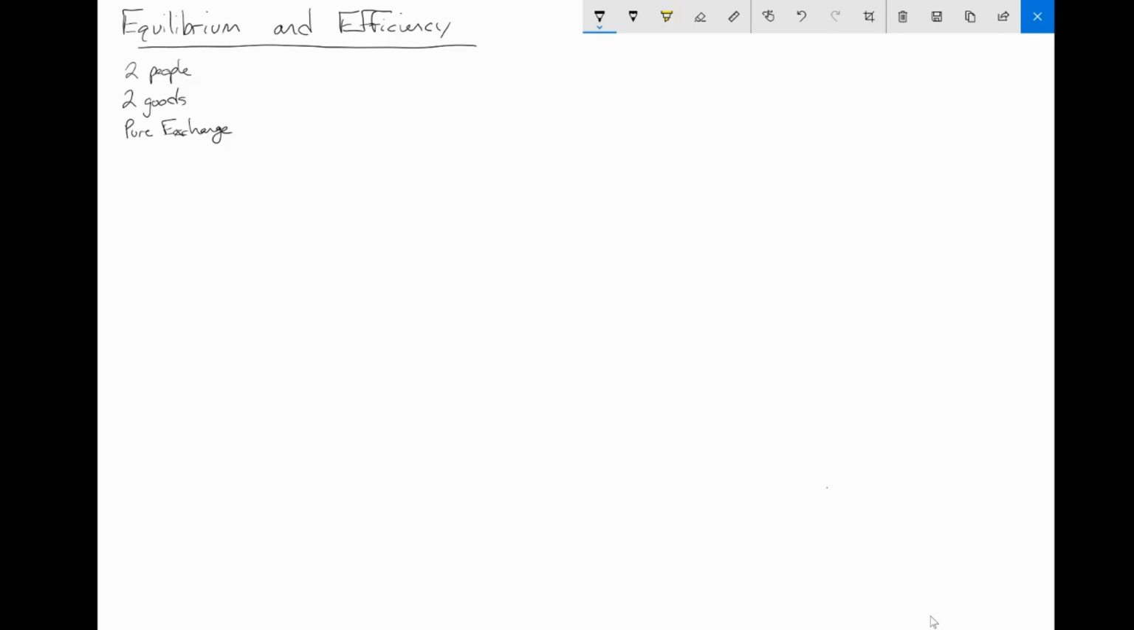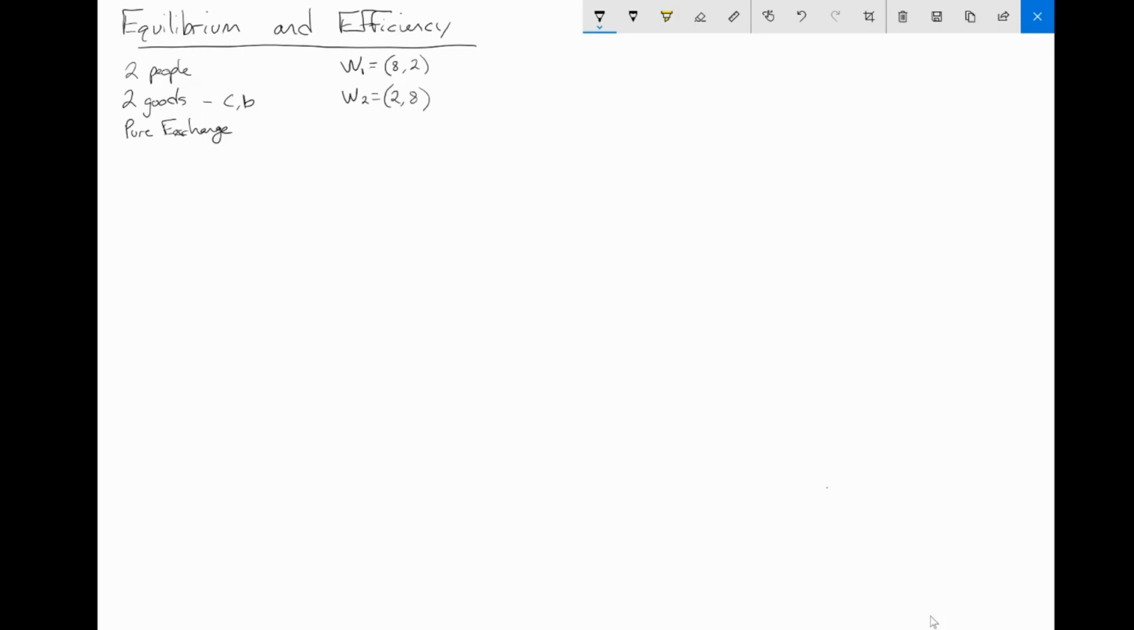So we have two people, and there are two goods, which we'll say, again, are C and B, cereal and bagels. Both people start with an initial endowment. Person one's initial endowment will be 8 bowls of cereal and 2 bagels. Person two's initial endowment will be 2 bowls of cereal and 8 bagels.